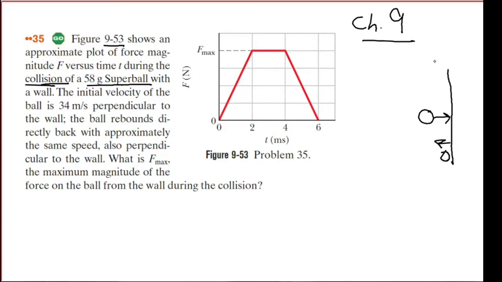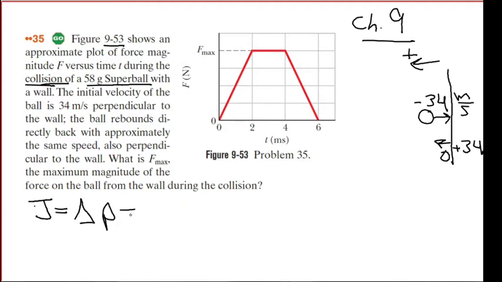And so I'm just going to call the velocities pointing away from the wall positive, just for consistency. So I've got negative 34 meters per second pointing into the wall, and then it rebounds with the exact same velocity, but in the opposite direction. And so the one thing we have to relate is how do we relate force and time to velocity? And one way to do that is with impulse, which is actually the change in momentum.